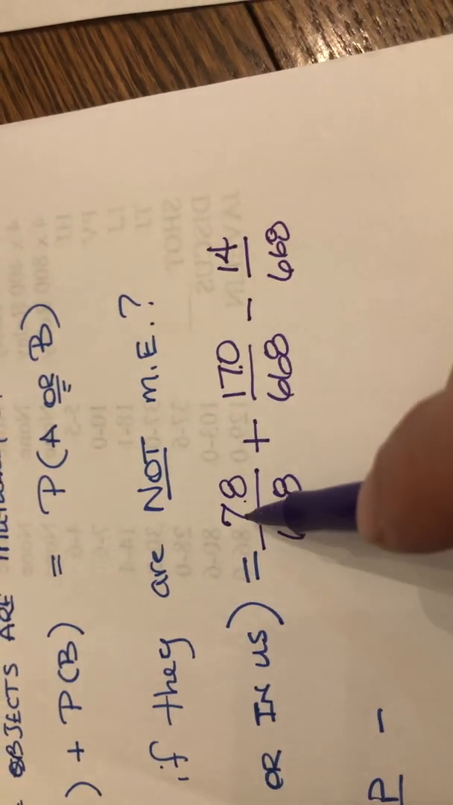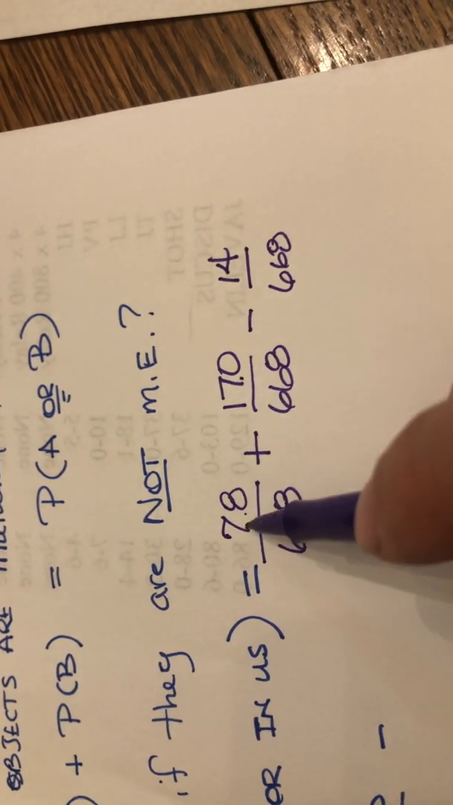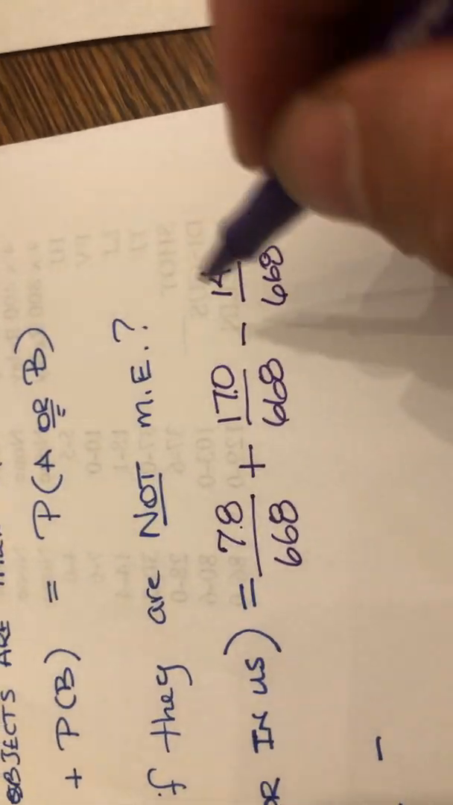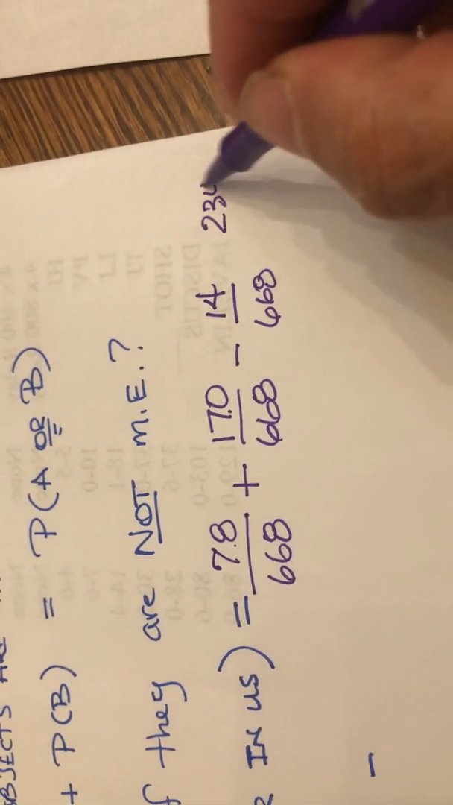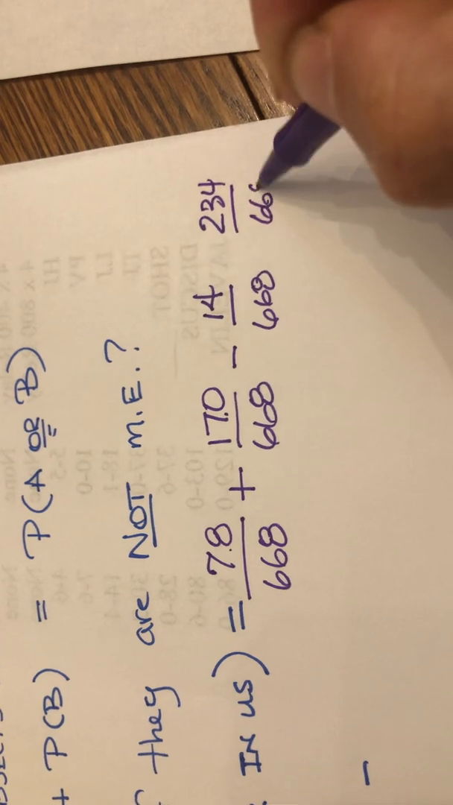All right, a little quick math here. 248 minus 14 would be 234. So 234 out of 668.